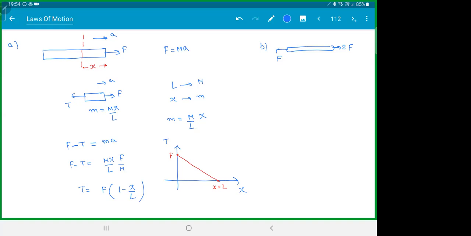When you cut it, you get 2 parts. You can say, sir, can you show with the second part? I can do that. If I take this part, this length will be L minus x. So there's only one force tension. So this mass will be m by L into L minus x. So we get T is equal to m dash into A, which is m by L into L minus x into F by m, which is F into 1 minus x by L. Same answer. Doesn't matter which part you take. The left or the right will give the same answer.